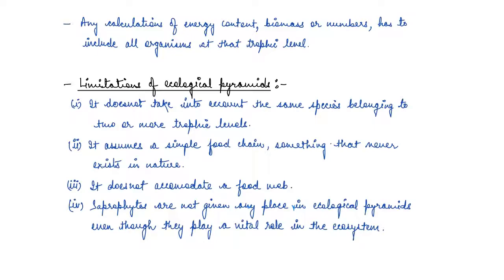The fourth one is saprophytes. Remember guys, saprophytes are not given any place in ecological pyramids. However, we have seen that they play a very important, a vital role in the ecosystem. So guys, there are limitations of ecological pyramids as well, right? So with this, we have finished the topic of ecological pyramids, and I hope you are now well aware of what the different types of ecological pyramids are and what the drawbacks and limitations of ecological pyramids are, right? So guys, with this, we'll end this video and we'll meet in the next video.